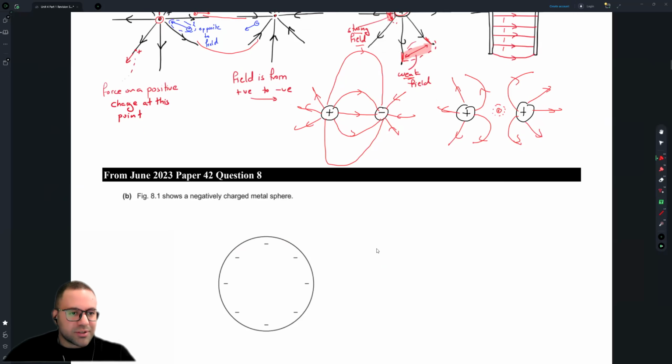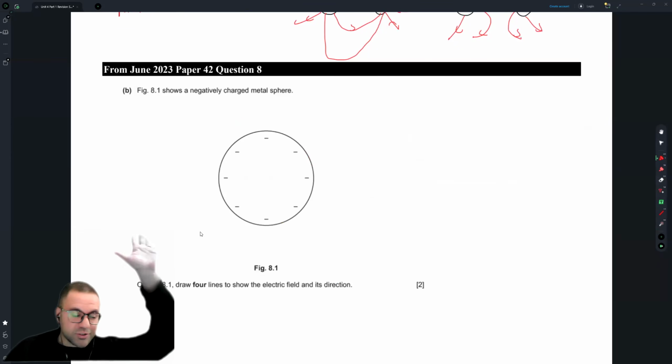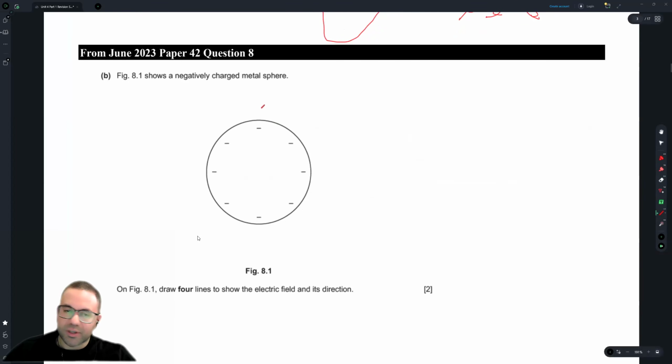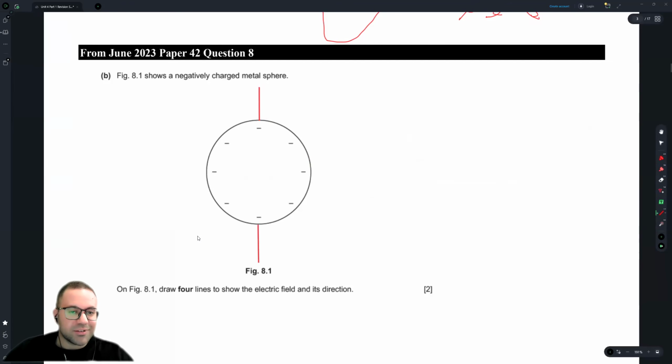Now, let's solve a couple of questions. Figure 8.1 shows a negatively charged metal sphere. Draw 4 lines, just 4, to show its electric field and its direction. Let me pull out this line tool, and let's draw. While I draw, I'll answer a question. What if I put a negative charge exactly in the middle, in that null space? Nothing as well. Nothing moves.